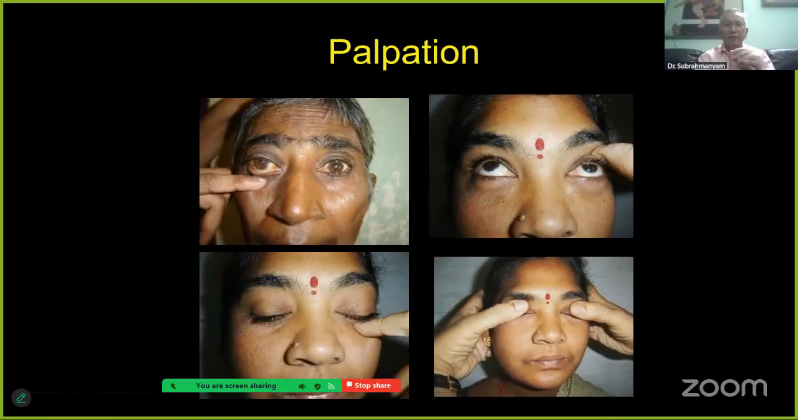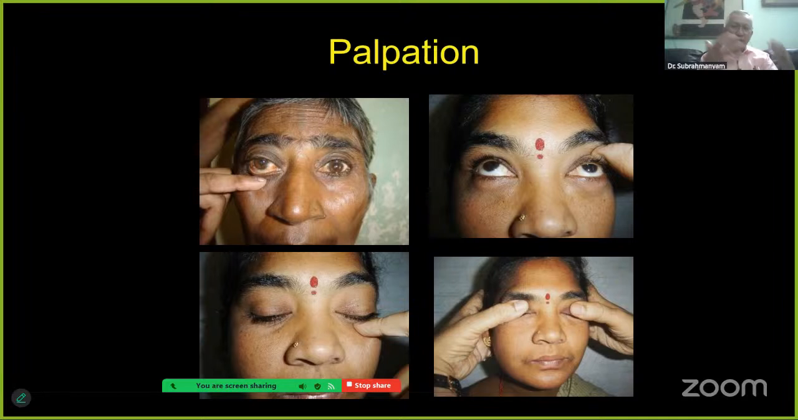When doing the palpation, do it with the pulp of the finger and ask the patient to look in the direction where you are palpating. That means if you are palpating the upper part, ask the patient to look up. If you are palpating the lower part, ask the patient to look down. This is because you have to make the orbital septum lax so that you can feel the orbital contents better. Okay. Then you do the retropulsion.